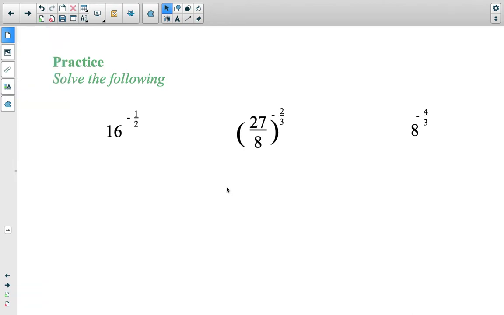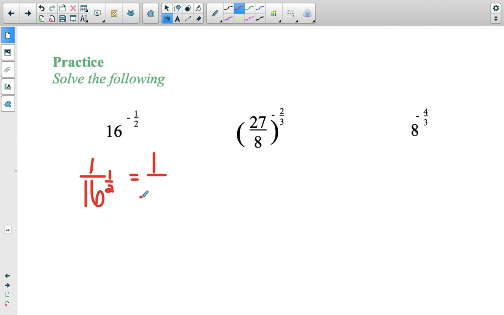So if we do some examples together, 16 to the power of negative 1/2. So we want to take the reciprocal. So it's 1 over 16, the reciprocal of 16 is 1 over 16, and now it's raised to the power of positive 1/2. So now I have 1 over 16 to the positive 1/2, which equals 1 over the square root of 16, which is equal to 4. So it's just 1 over 4.